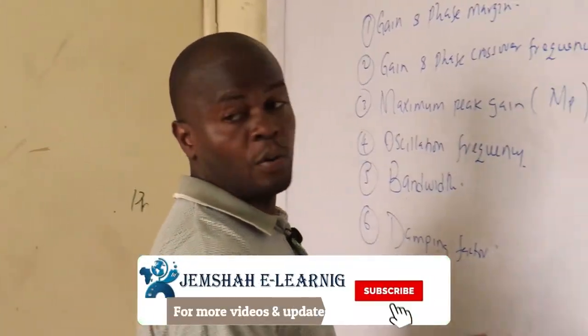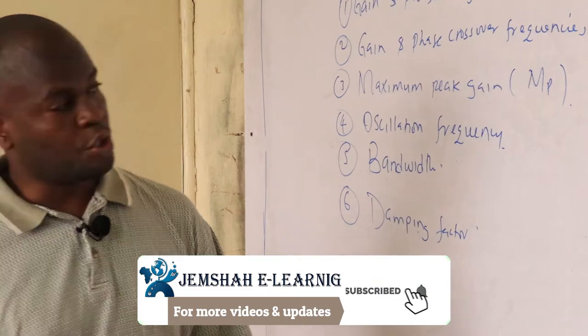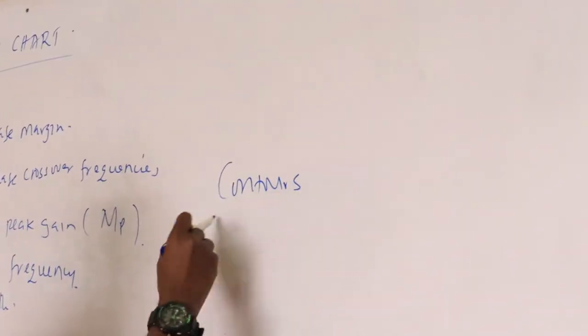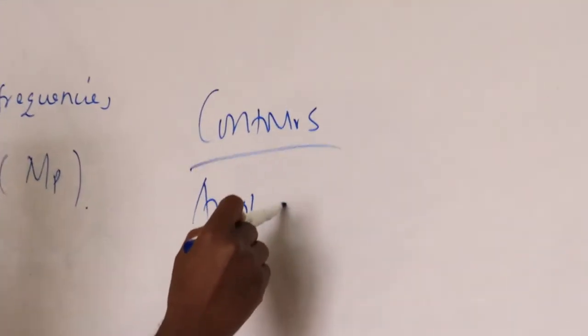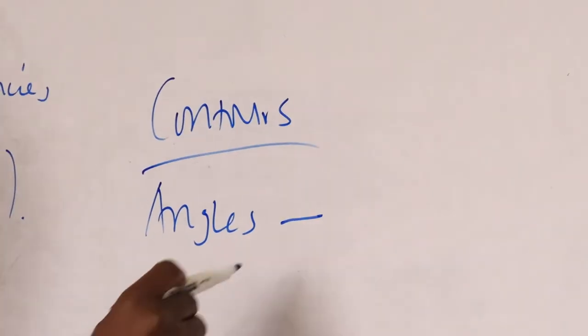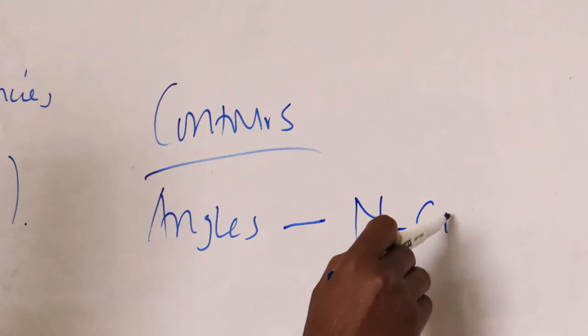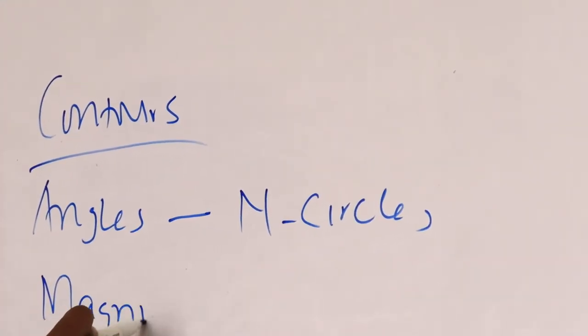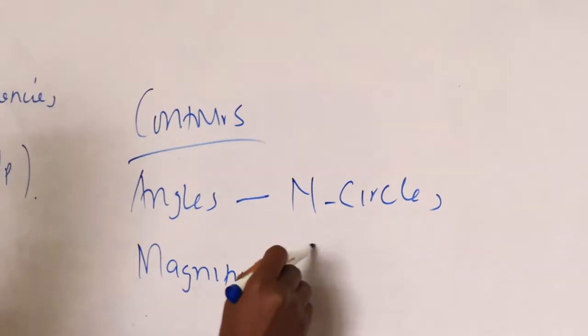There is the scale where we have the contours for the angles. That is what we shall refer to as the N circles. And also the contours for the magnitude. And that is what we refer to as the M circles.